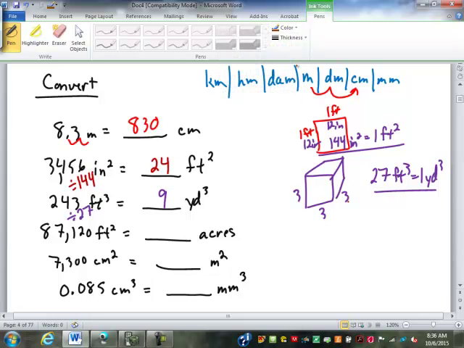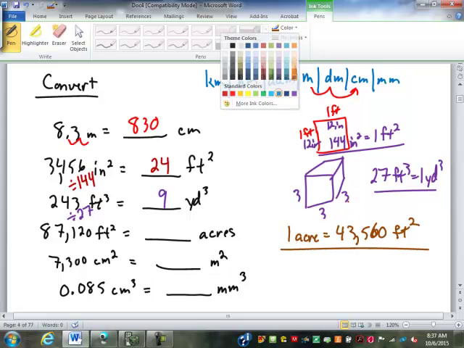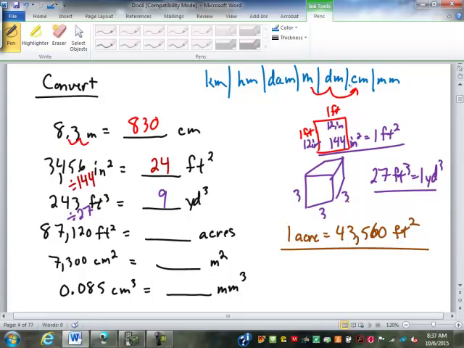This next one's always a little bit confusing. 87,120 square feet going into acres. People always ask, well, where's the square unit on the acres? An acre is defined to be a square unit. Remember, 1 acre is defined to be 43,560 square feet. So it doesn't need to be squared on the acres, because acres are a square unit. It is a unit of area in itself. So what do I do to get from square feet into acres? First of all, multiply or divide. We're going to divide because we're getting to a bigger unit by 43,560, which is going to give us 2 acres.